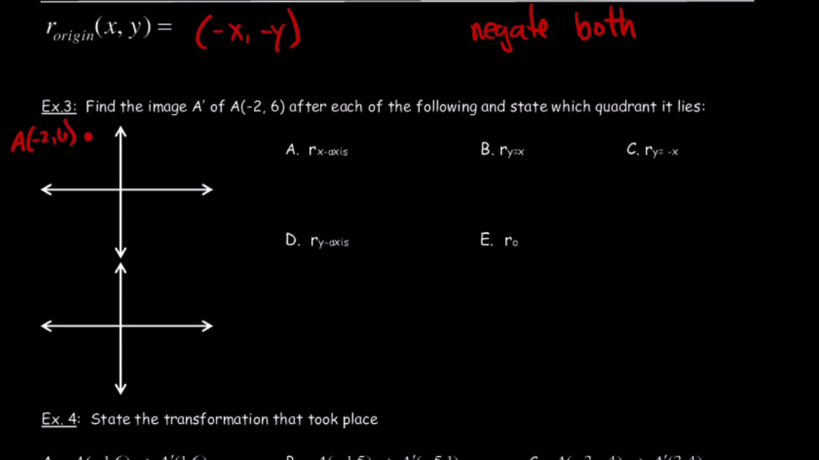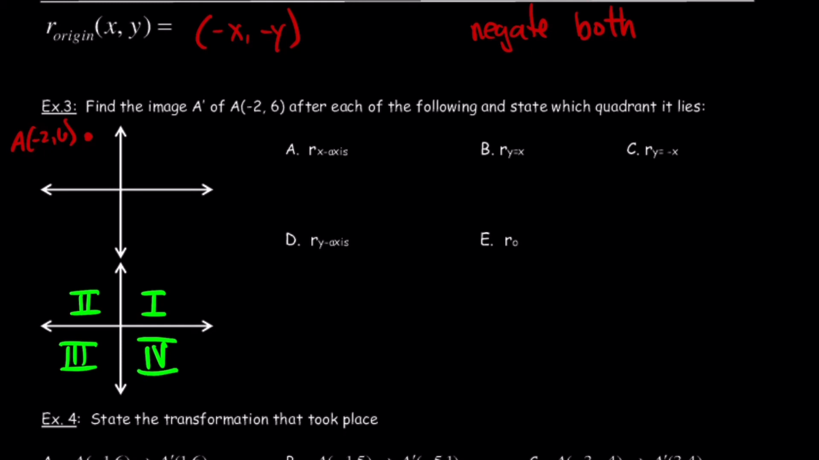Now let's also do a quick review of our quadrants. Quadrants, we like to use Roman numerals, just like the Super Bowl. And this is the first quadrant, or quadrant 1. And then we go counterclockwise. So here's quadrant 2, quadrant 3, and quadrant 4.